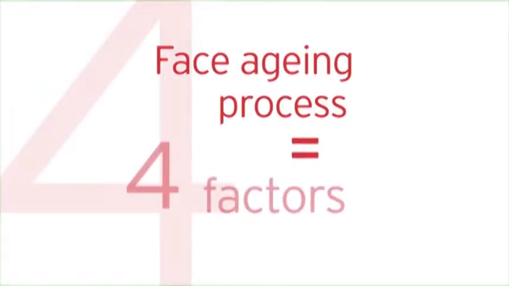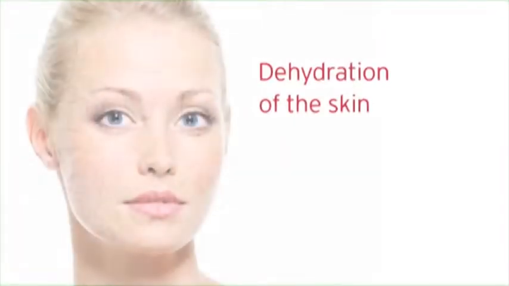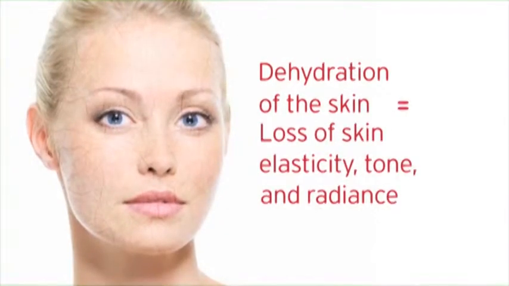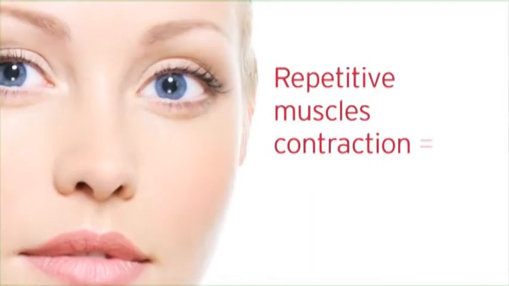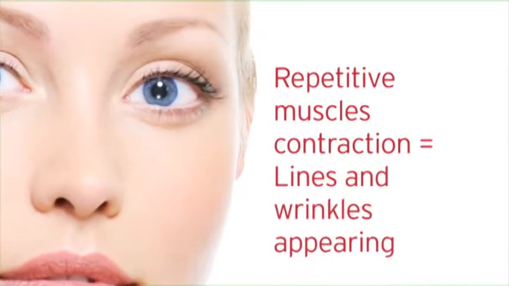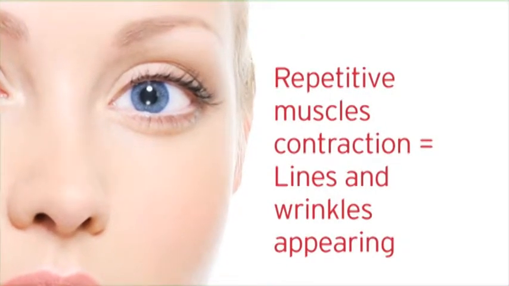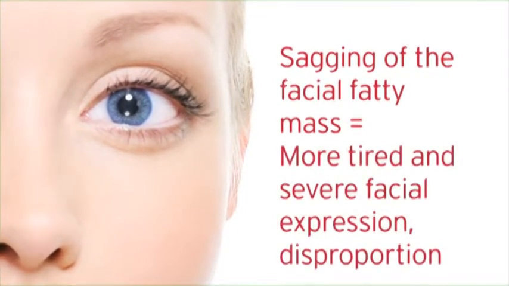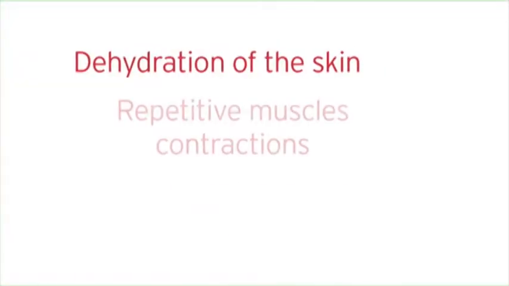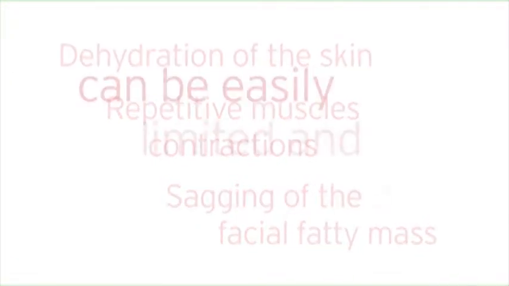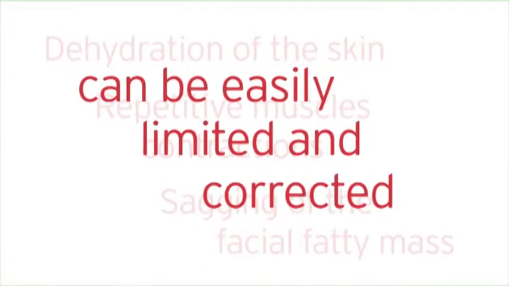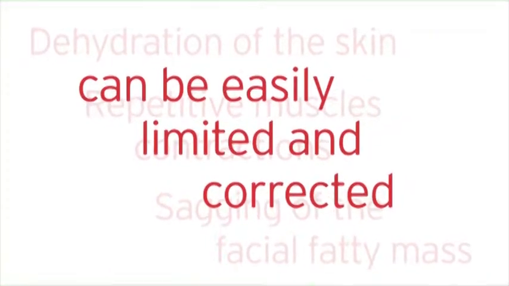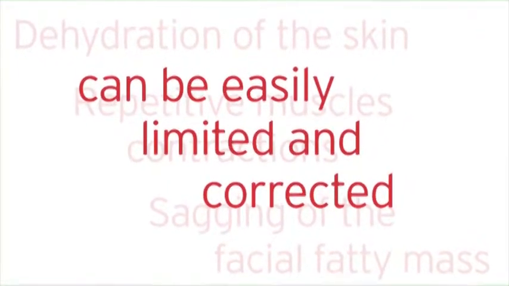This face aging process is linked to 4 essential factors: the loss of skin elasticity, tone, and radiance through dehydration of the tissues and cellular atrophy; the repetitive contractions of facial skin muscles, which engrave the skin with tension lines that result over time in wrinkles; the sagging of the facial fatty mass; and degradation of the bone structure. The aging effects of the first 3 factors can be easily limited or corrected thanks to the injection of resorbable fillers. Let's have a look in more detail at each of these factors, stages, and solutions.